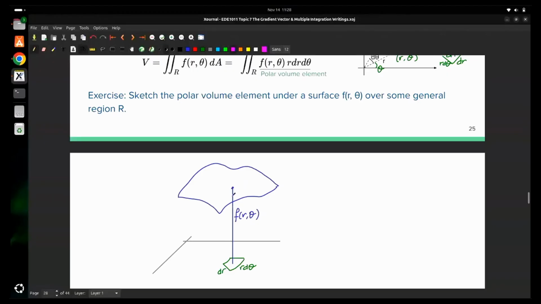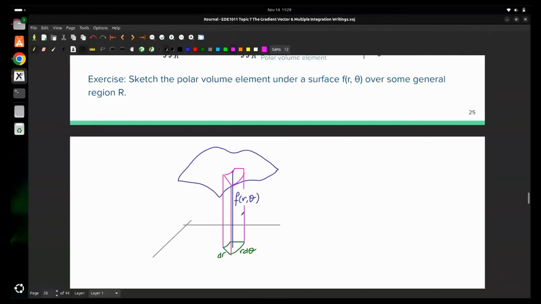The volume must be something like that. Okay, wait. Let me just try my best here. Can you see? It's like an elongated piece of cheese. Can you see? This one. This is my volume element. Polar volume element, which is f at r theta, the height, times r dr d theta. This one is your area dA.